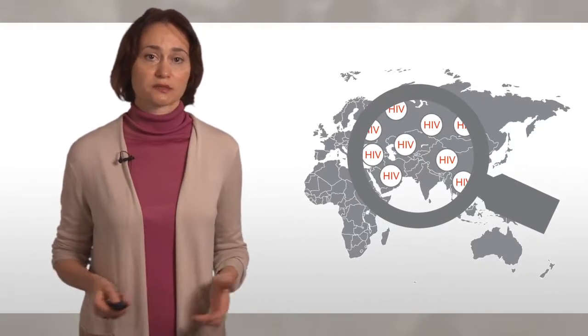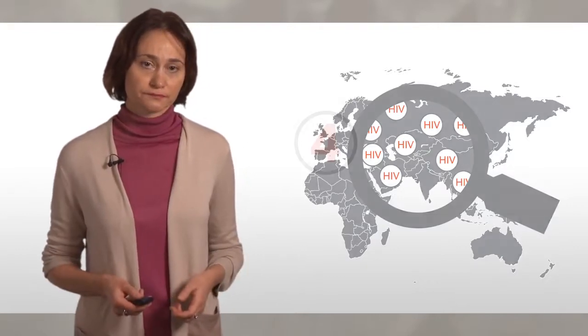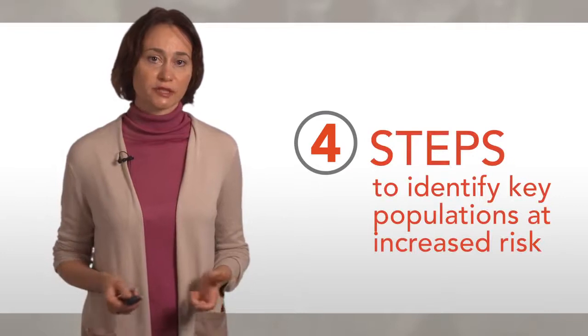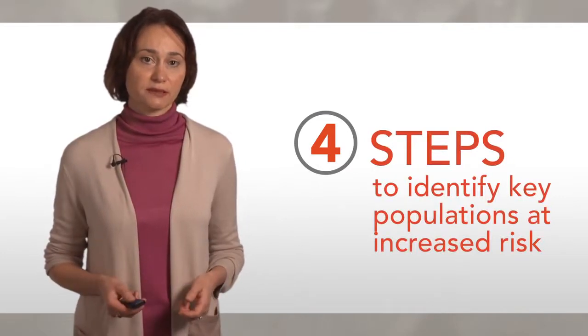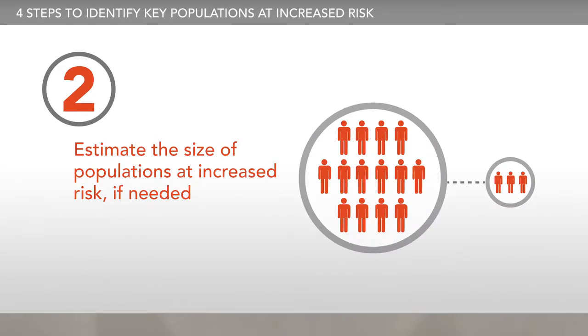As the surveillance inventory is developed and the data reviewed, areas where there is more HIV infection and risk behaviors will begin to emerge. The four steps to identify key populations at increased risk are: in each geographical unit, decide which groups are important to track. Estimate the size of populations at increased risk, if needed.